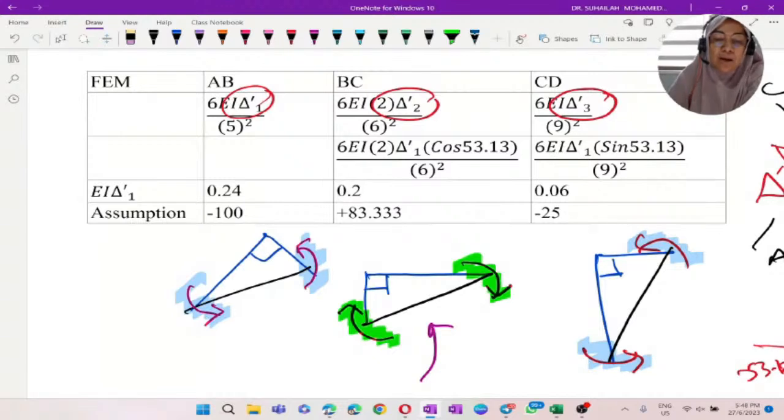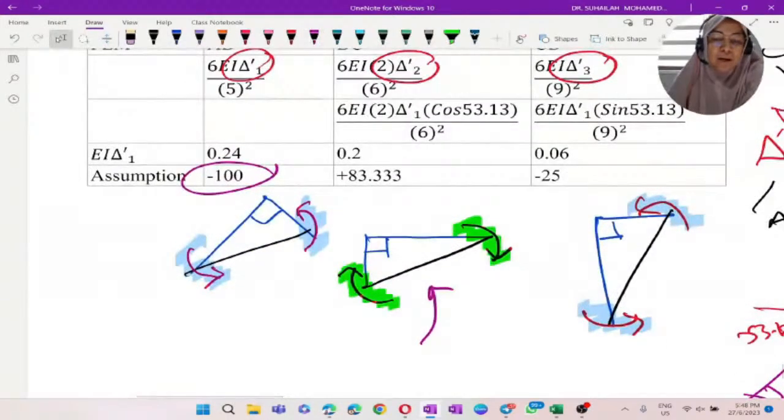Okay, so now having this, the assumption is negative 100. So using interpolation, we calculate the FEM for BC, and we calculate the FEM for CD, and don't forget to include the behavior. For the behavior, please draw the free body diagram of the member after Sidesway, and try to imagine the moment direction, the fixed end moment direction.